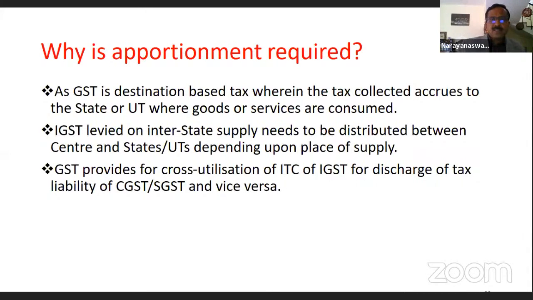Because GST is a destination-based tax, the tax collector should go to the state or union territory where the goods and services are consumed. This is one principle. IGST is levied on interstate supply and needs to be distributed between center and state. As I was mentioning, I think yesterday, whatever taxes are collected, like IGST, will not be taken to the Consolidated Fund of India automatically. First, that has to be apportioned. Only the portion which goes to the center will be put into the Consolidated Fund of India, and other portions will be sent to the concerned state or union territory.